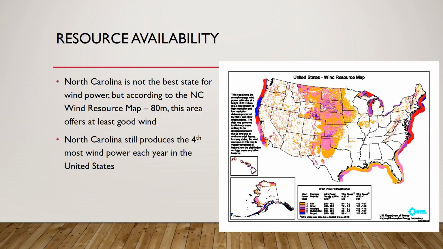So, resource availability. North Carolina isn't the best state for wind power, but along our coast here, as you can see where Pasquotank County is located in the northern part of North Carolina along the coast, the wind is very good. As you can see from the map here, the winds go anywhere from good to outstanding. So that is great for wind power.